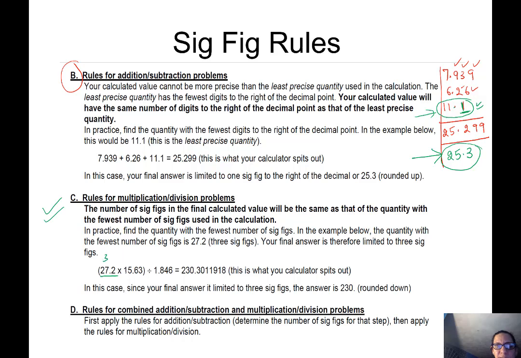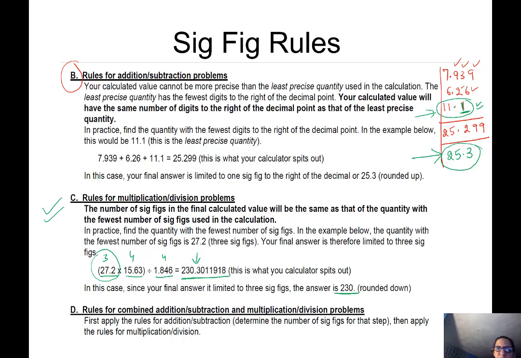27.2 has 3 sig figs. 15.64 has 4 sig figs. It's divided by 4 sig figs. Whatever answer you get, you should maintain it with the number which is the least sig fig. That is 3. 3 is the least sig fig. So once you write it down, this is the answer that is given by the calculator, but when you round it to 3 sig figs only. Okay, so that's why we limited it to 230, which is 3 sig figs.